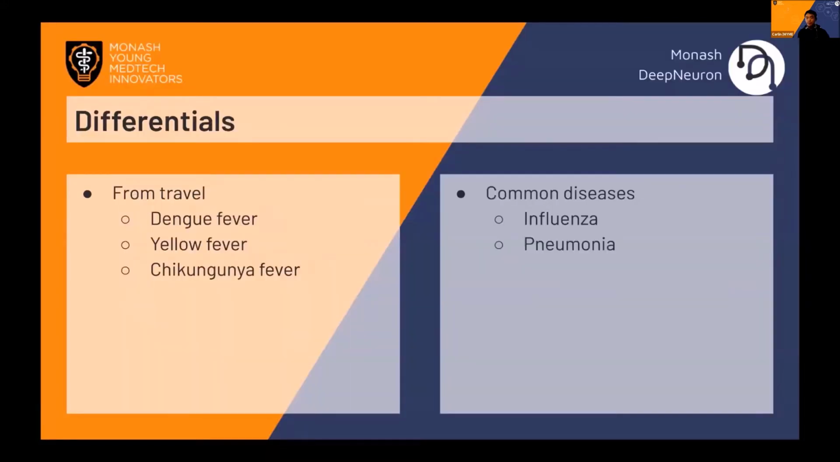So the differentials or potential illnesses that they could have can be divided into from travel and common diseases. There are a lot of diseases that people can pick up overseas, and some of those are listed here. This is not a complete list. And then we also need to consider common things. So even though they have gone overseas, they might have just picked up the flu and be presenting with that.